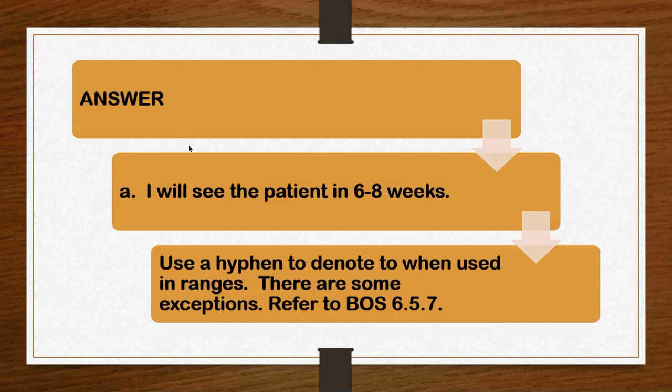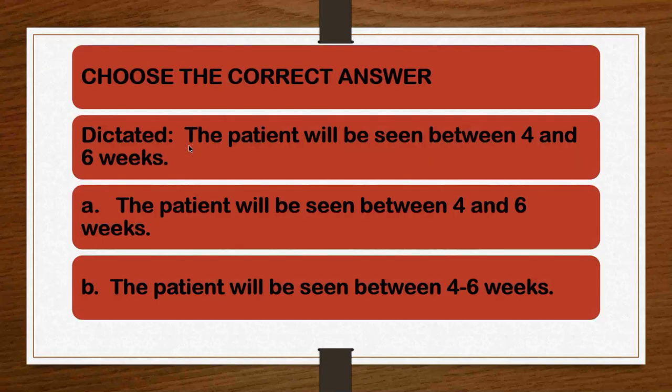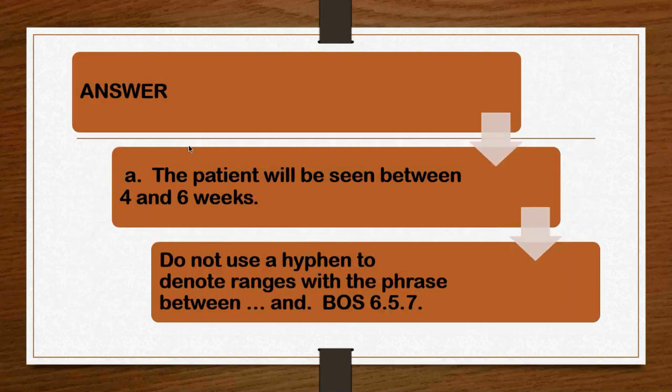Okay, and it would be A. You use a hyphen to denote the word to when used in ranges. There are some exceptions, and we're going to quickly go over them. The patient will be seen between 4 and 6 weeks. What do you guys think about that? Okay, good. I'm mostly seeing A. And you do not use a hyphen when the phrase between and are used. And that's in Book of Style 6.5.7. You guys, there's a good list for that.